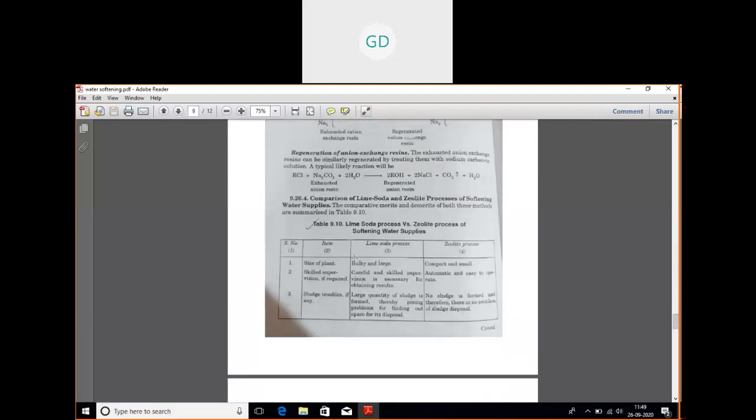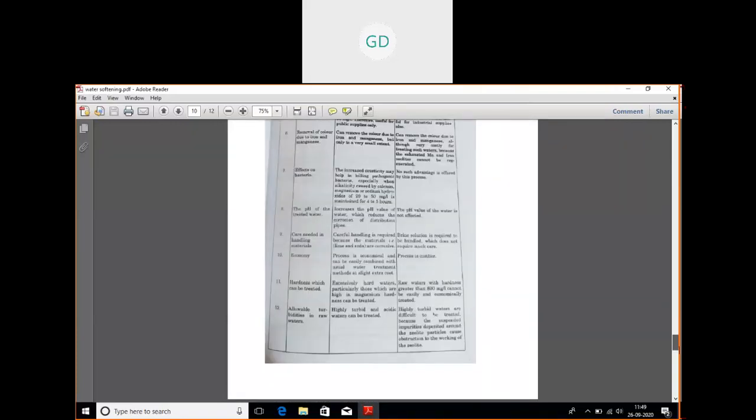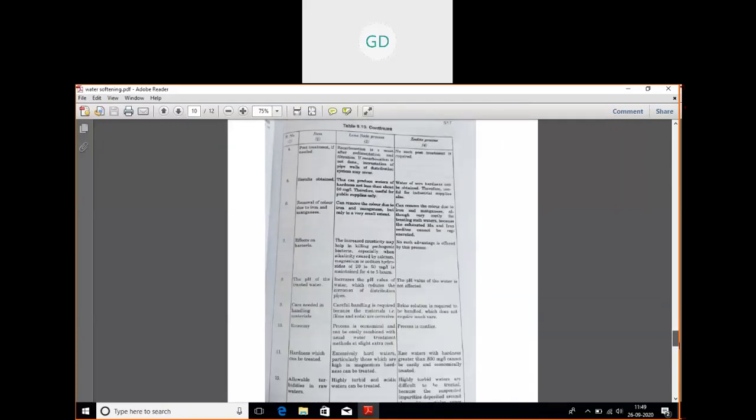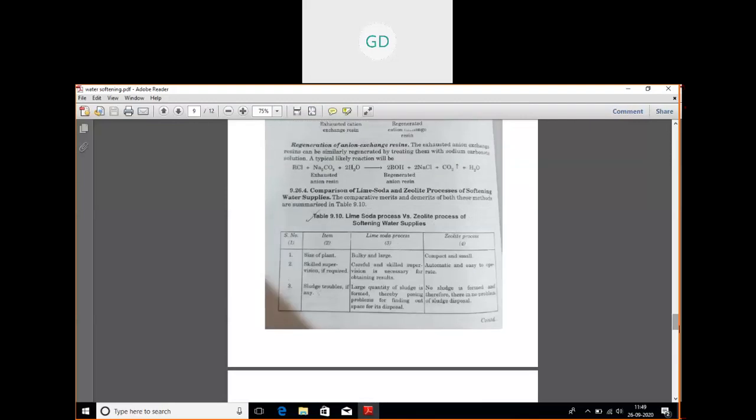From here, the difference between the lime soda process and the zeolite process is important. You can choose any 5 points from the table. It is a big table, so you can choose any 5 or 6 points and write them down.